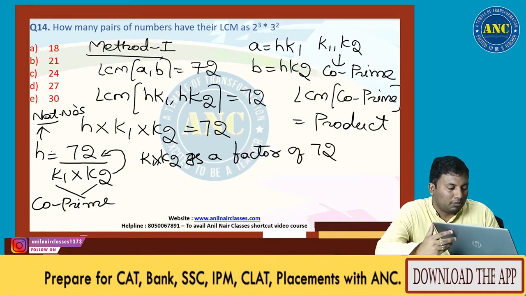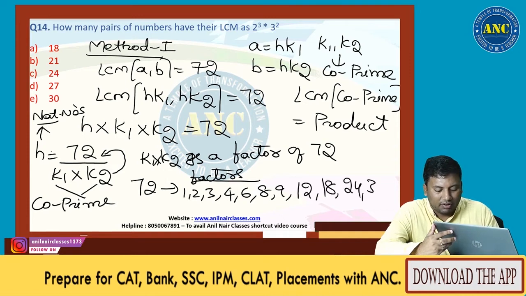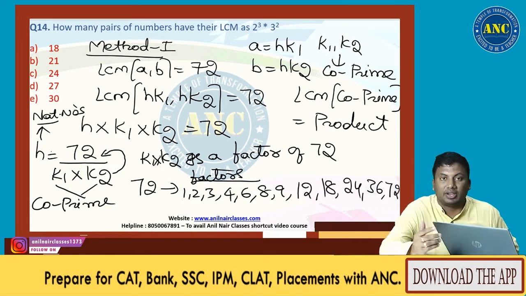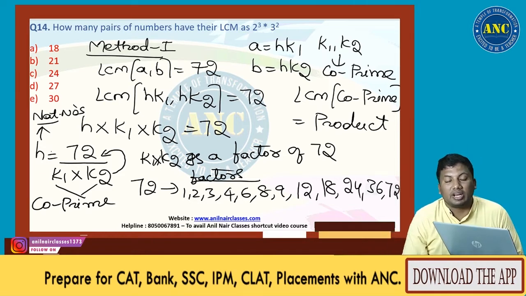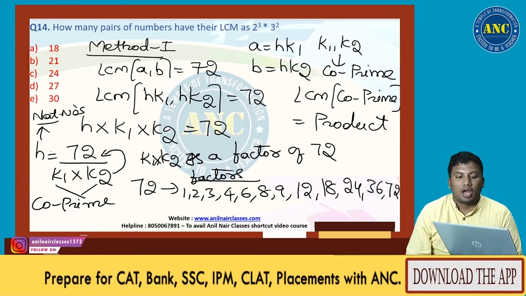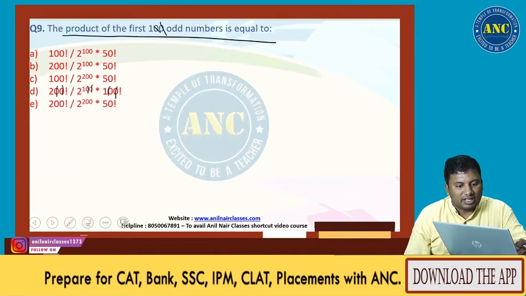Yesterday, I hope you remember, we discussed what are the factors of 72. Factors of 72 are 1, 2, 3, 4, 6, 8, 9, 12, 18, 24, 36, 72. You remember yesterday we discussed a question: how many distinct factors of 72 are co-prime to each other. This is the question we discussed yesterday.